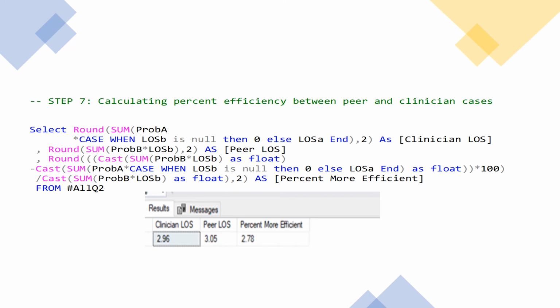In the final steps, we are calculating the percent efficiency between the peer and clinician cases. So to calculate the clinician length of stay, we multiply the probability of the patient being seen by the clinician times the length of stay. And then we check how the peers would perform if they had seen the clinician's patients. In order to do that, we take the distribution of the clinician, multiplying it by the outcome, which is the length of stay of the peers. And then finally, we calculate the percent efficiency of the clinician as shown here.